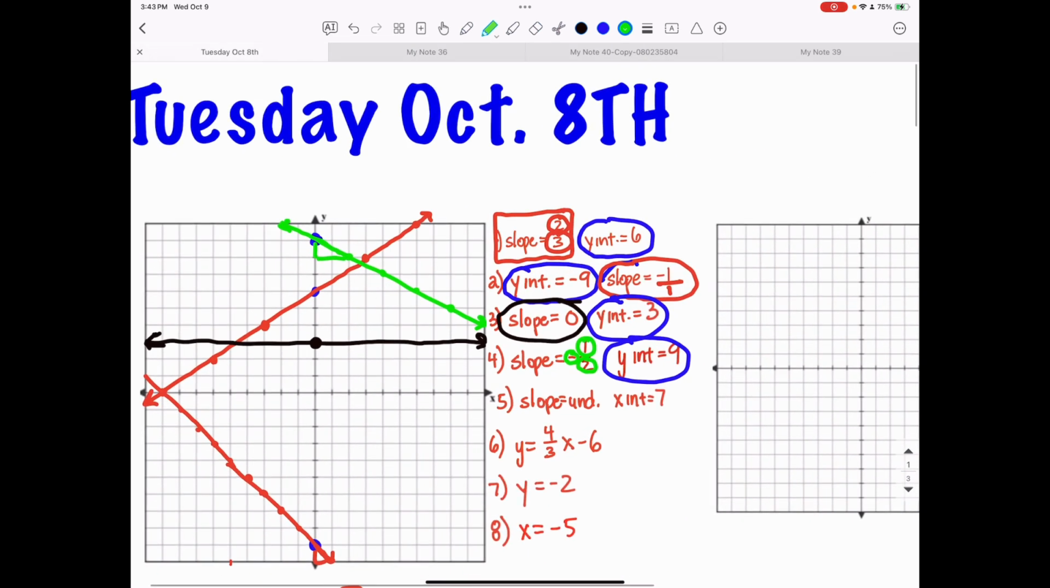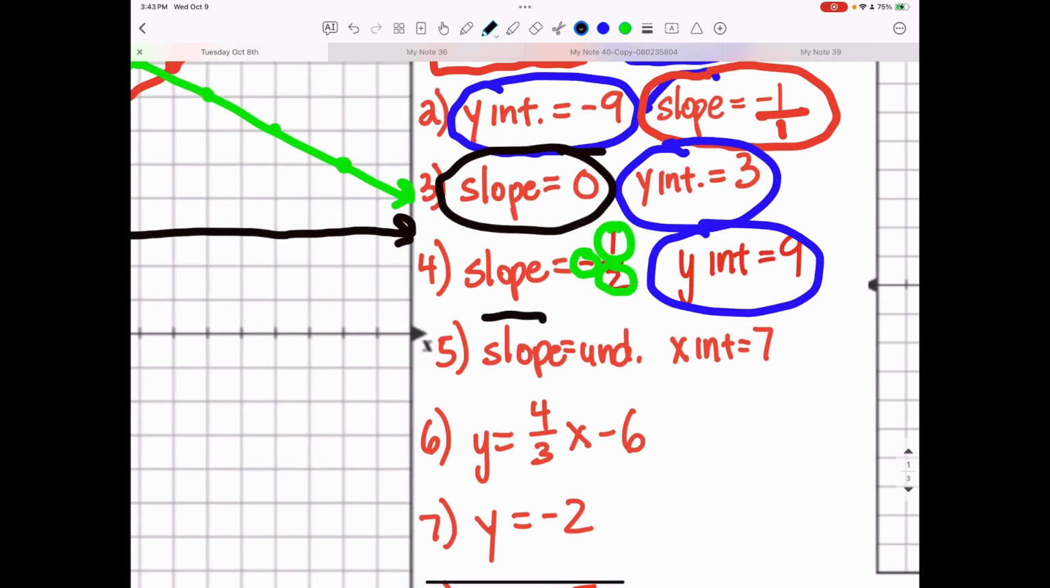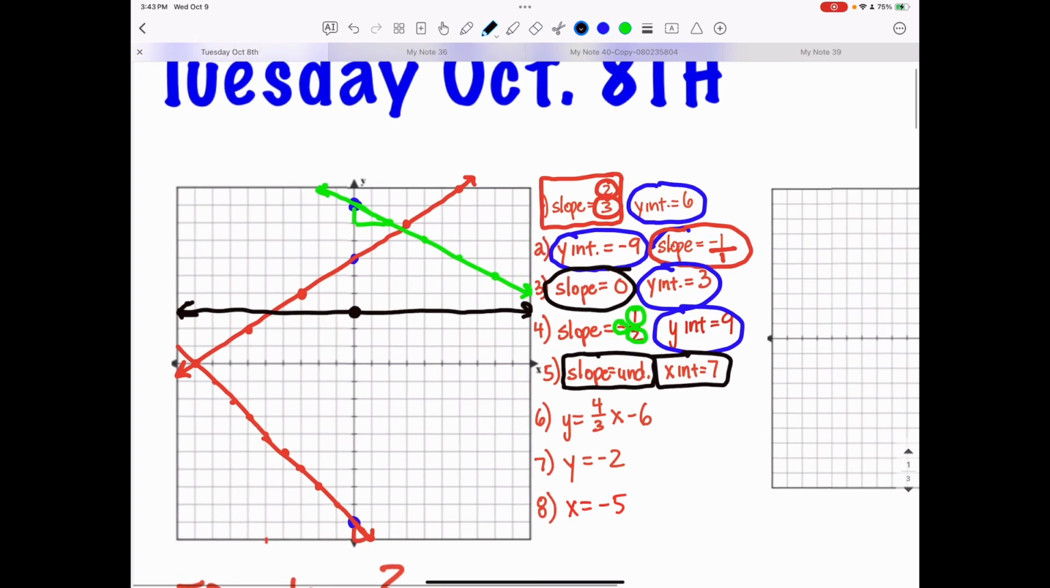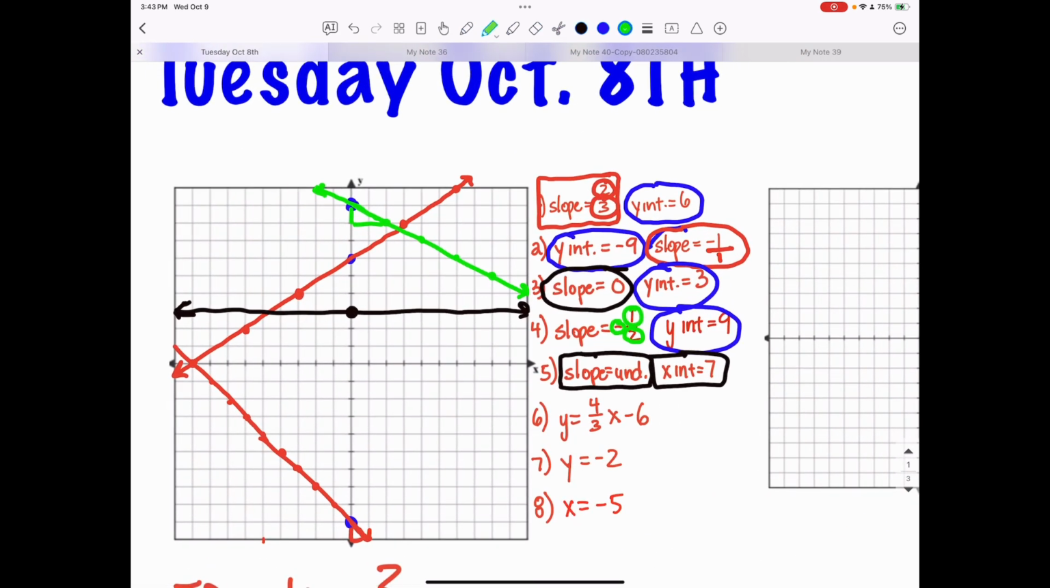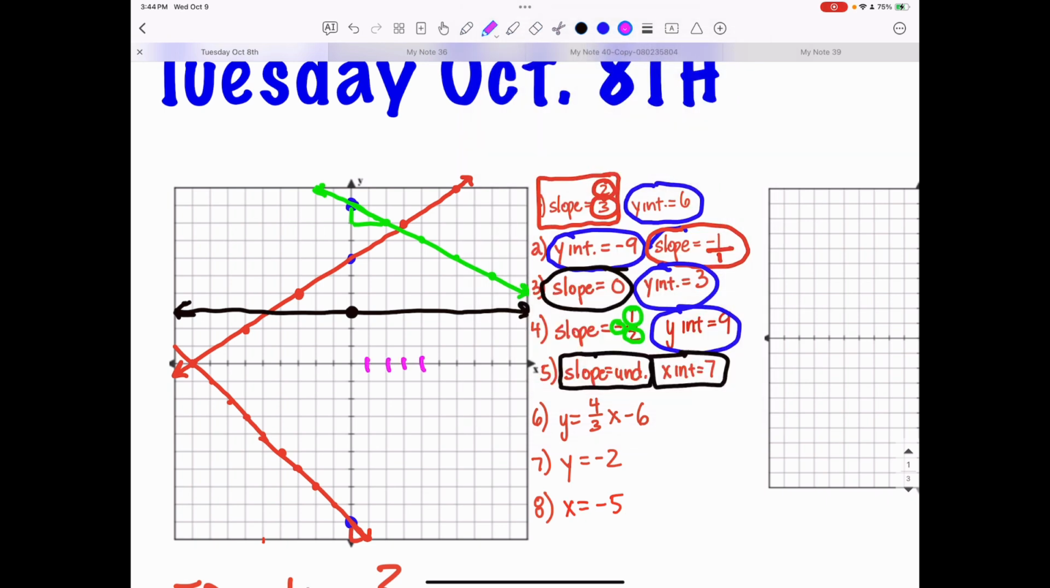Next one, slope undefined. This is the weird one. And the x-intercept is 7. Here's how I explain this. I'll make him a weird color. Well, pink isn't weird, but here we go. 1, 2, 3, 4, 5, 6, 7. He's over here at 7, and he's straight up and down.